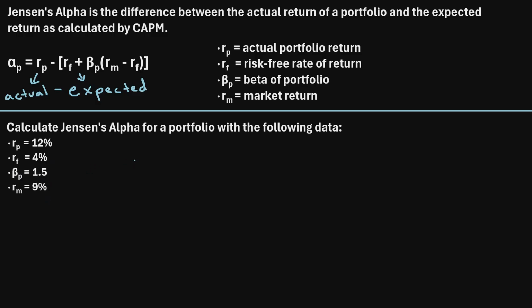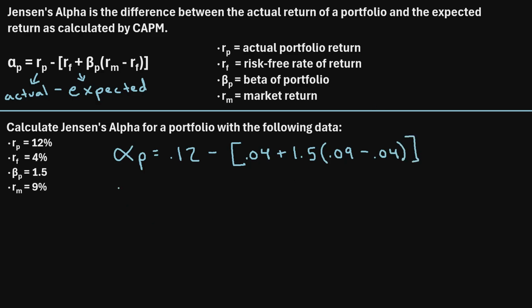So to calculate Jensen's alpha, we would say alpha of this portfolio is equal to the actual portfolio return, so 12%, or as a decimal 0.12, minus the risk-free rate of return, which is 4%, so 0.04, plus the beta of the portfolio, which is 1.5, multiplied by the market return, so 9%, as a decimal that's 0.09, minus the risk-free rate of return, so 0.04.